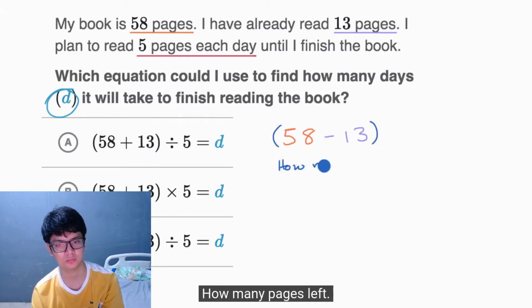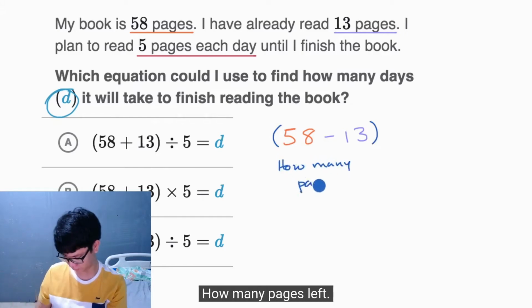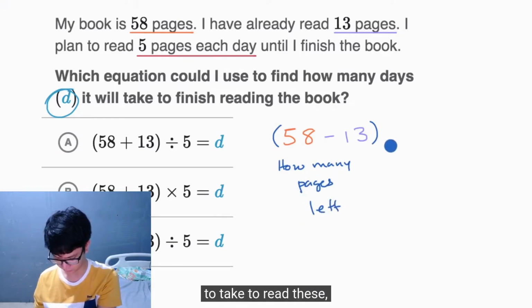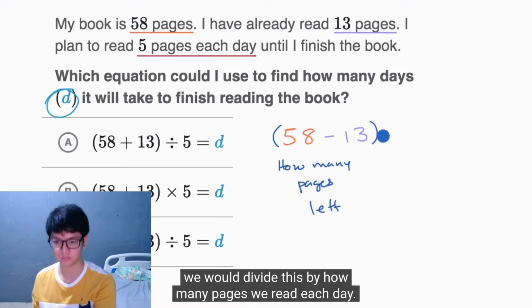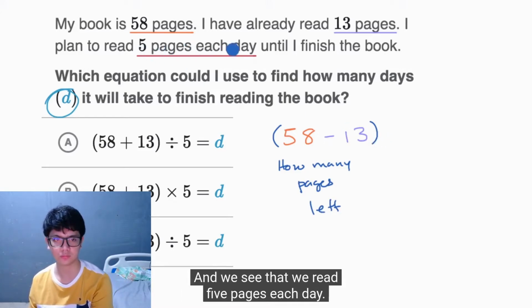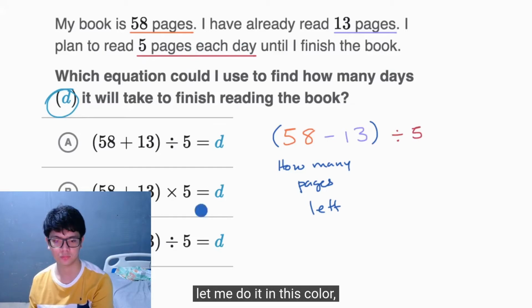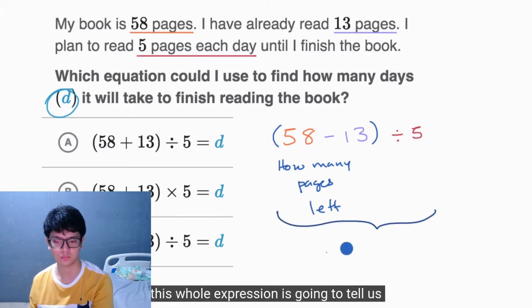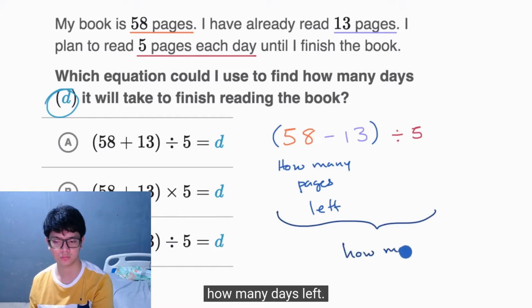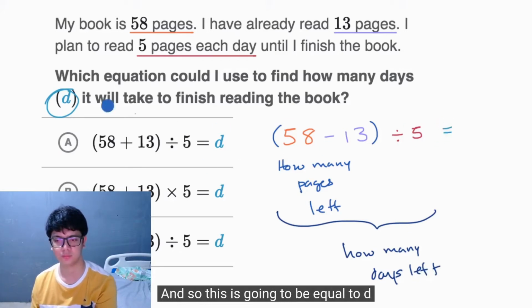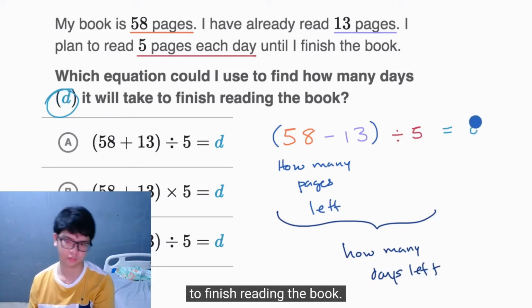How many pages left. And if we want to figure out how many days it's going to take to read these, we would divide this by how many pages we read each day. And we see that we read 5 pages each day. So if we divide this by 5, then this whole expression is going to tell us how many days left. And so this is going to be equal to D, because D is the number of days left to finish reading the book.